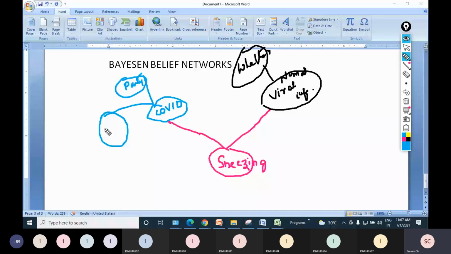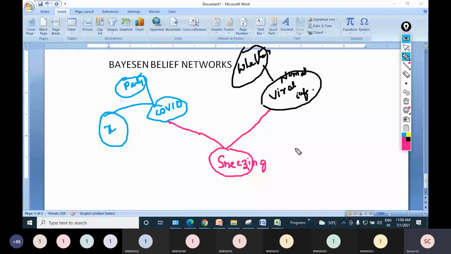So friends, if you observe this diagram, of course it is not really looking good, I accept it. The final outcome is sneezing. Now, whatever diagram I am showing you is a network, right? A Bayesian belief network. Now we need to find probabilities for this one.